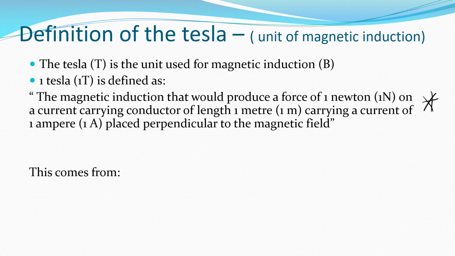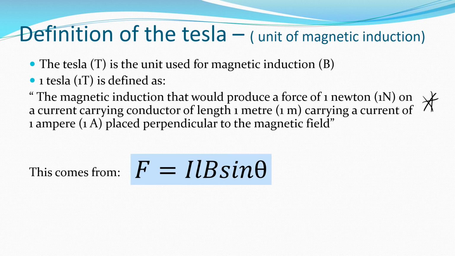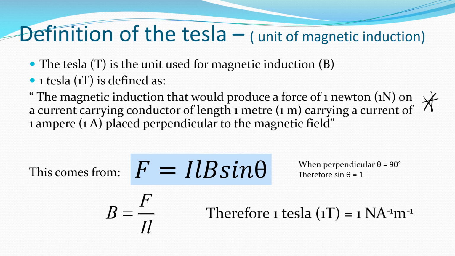You should also be able to say where this comes from, and that comes from our equation F equals ILB sine theta. Remembering that at perpendicular to the magnetic field, sine theta becomes 1, and so we can rearrange this in order to find B is equal to F over IL. So if the force is 1 Newton, the current is 1 ampere, the length is 1 meter, we can say 1 Tesla is 1 Newton per ampere per meter. So this is an alternative unit for magnetic induction.